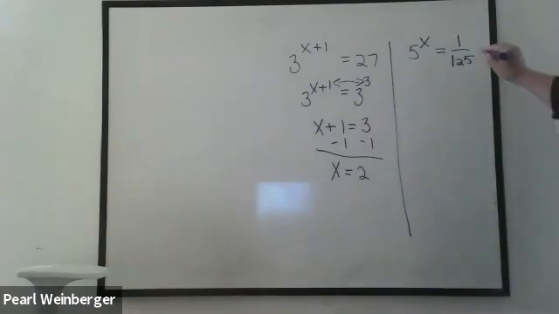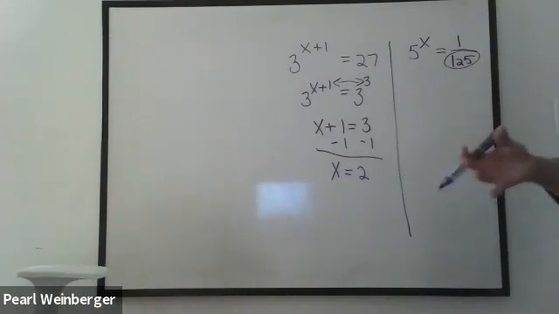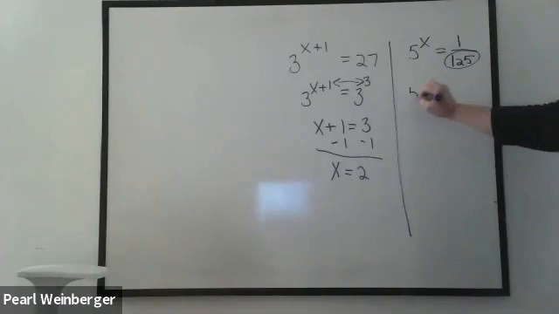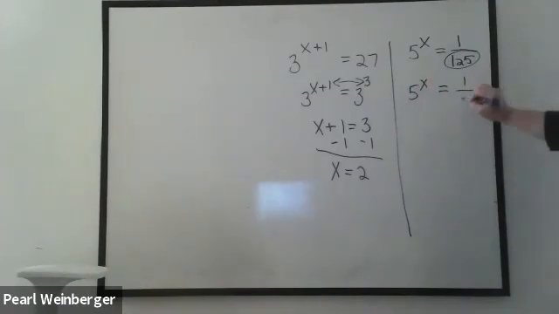Well, let's first think about the 125. Can I write 125 in terms of base 5? Let's try it. All I have to do is keep multiplying the 5s until I get to 125. 5 times 5 is 25, and 25 times 5 gives me 125. So the 125 can be written as 5 to the 3rd power.